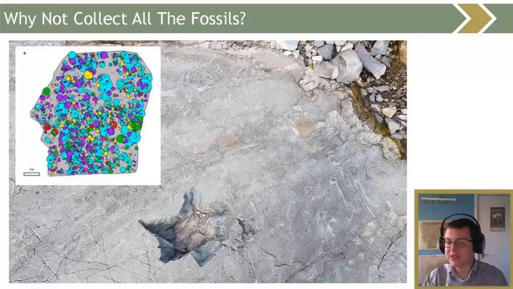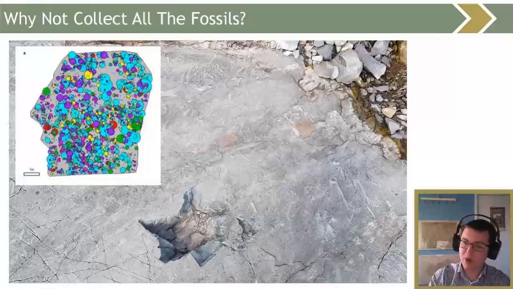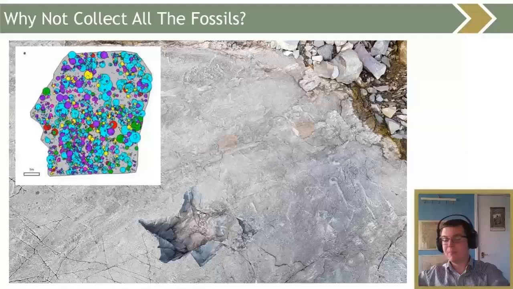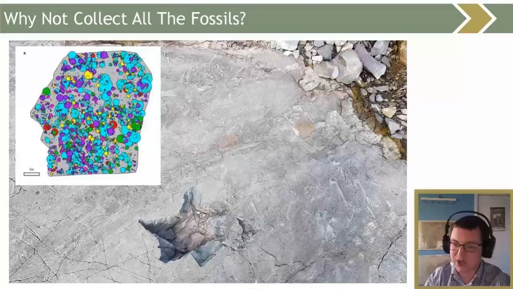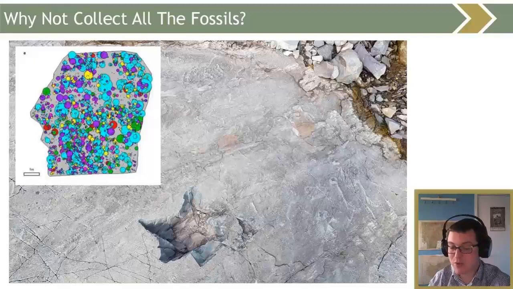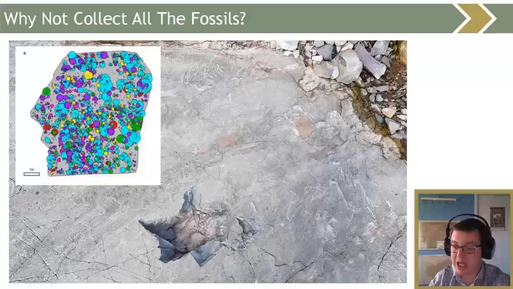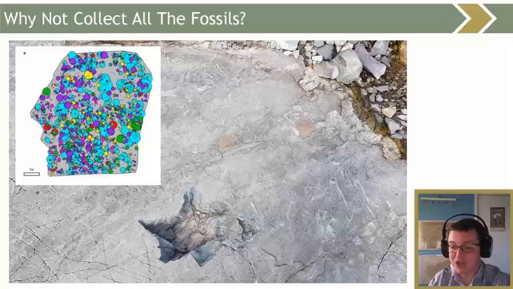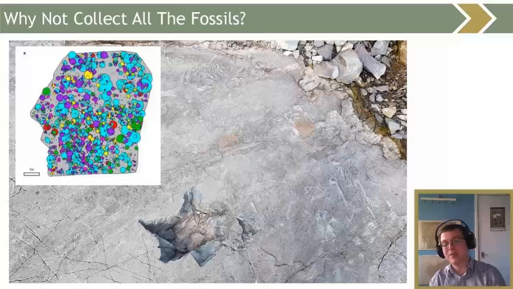Now, you might say, well, if there's all these people going to the site and we're so worried about what might happen, why not just collect them all? Why not just chop them all up and put them somewhere safe? Chop the surface up, put it in a museum. Now, there's a number of different reasons why you might not do that. One is that it would be a huge and costly endeavour. You would certainly lose information. You would lose blocks. You can't put things back together exactly as you would have found them.